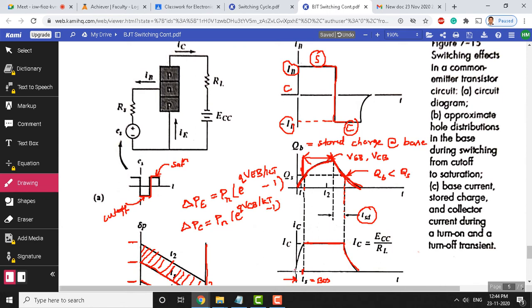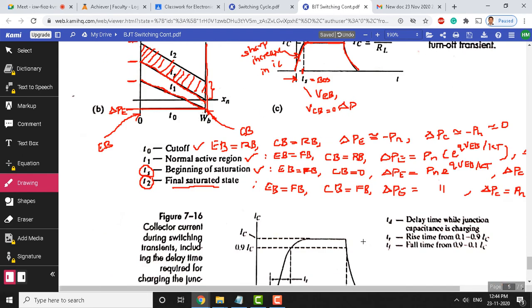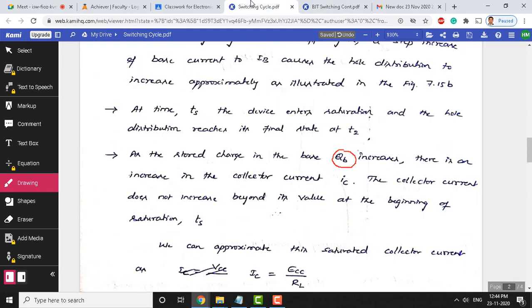But in the beginning, when the device is moved from cutoff to saturation, there is a sharp increase in the collector current IC. Once it reaches the maximum, the collector current stays constant, even though the base current is removed and the stored charge starts disappearing slowly. The collector current takes its own time. Once QB becomes less than QS, only then will the collector current move towards 0. These are the various things we have seen, and let us go through the material.